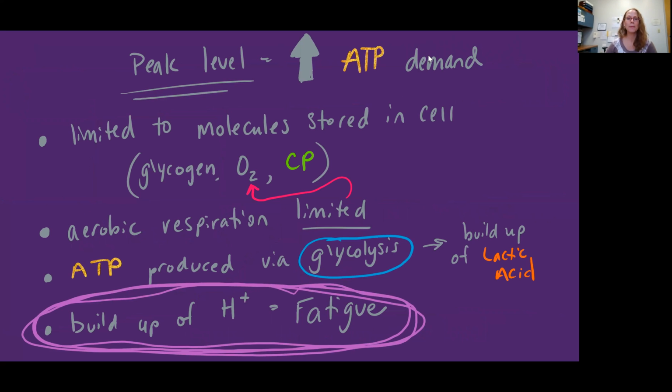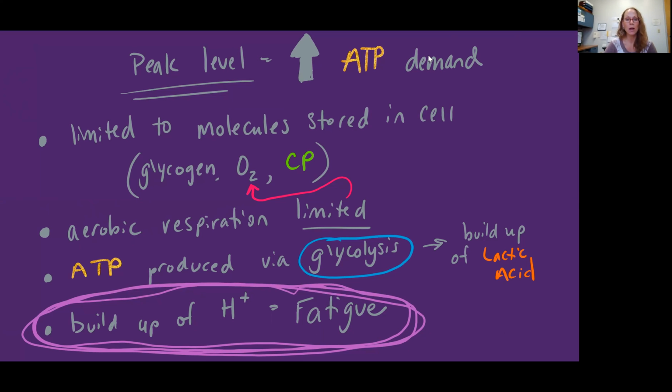And then let's look at what's happening in our peak level of activity. Here our ATP demand is super high. This is the highest. And at this point, we're essentially limited to whatever we have in the cell. So you're limited to your glycogen, which was created during resting level. If you have a lot of myoglobin molecule, that's a protein that can store oxygen, then you might have some oxygen stored here that varies cell to cell. And then you also have your creatine phosphate molecule that you created during your resting level of activity.